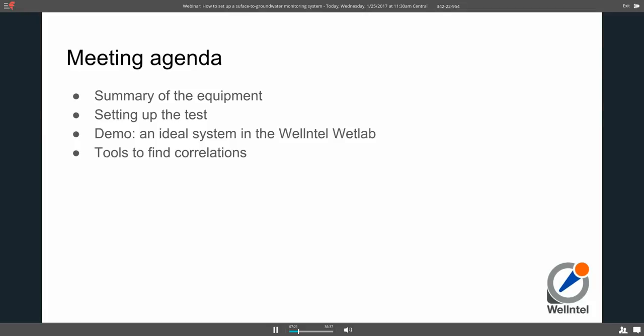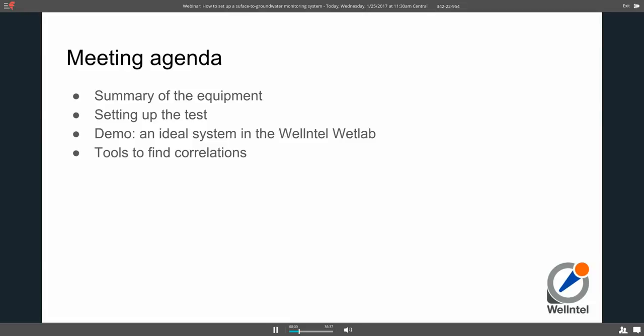So what we'll do is spend just a few minutes on a summary of the equipment, how it can be used, and then we'll talk about setting up a test in which we're evaluating or looking for and identifying and potentially quantifying connections between ground and surface water bodies using this equipment. We will actually have a live demo ongoing. We have a system here in our wet lab here in Milwaukee, Wisconsin, that will turn on, and you'll likely hear it happening, and you'll see it happening in real time as data is gathered from that system.